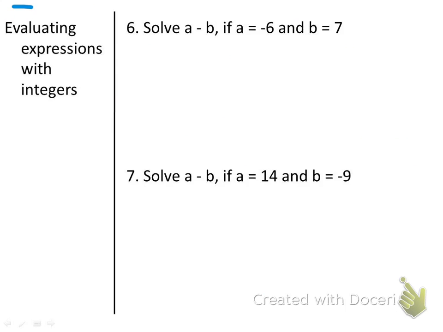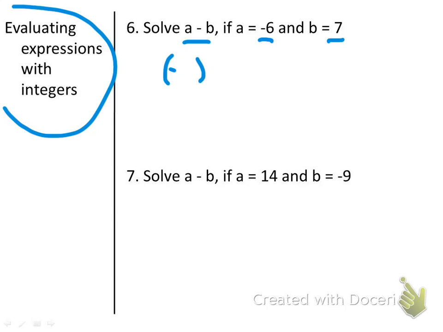Okay, our next topic is evaluating expressions with integers. So we're going to solve two problems with expressions. My first problem is a minus b if a equals -6 and b equals 7. So we're going to substitute those into the equation. So I have -6 minus 7. Okay, I don't have two negatives, so I'm actually subtracting 7. So if I drew this on a number line, -6 minus 7, I go to the left, another 7 is -13.